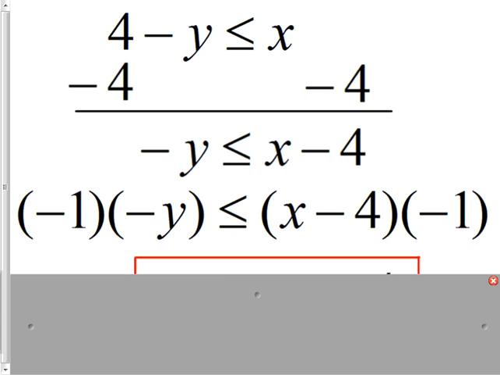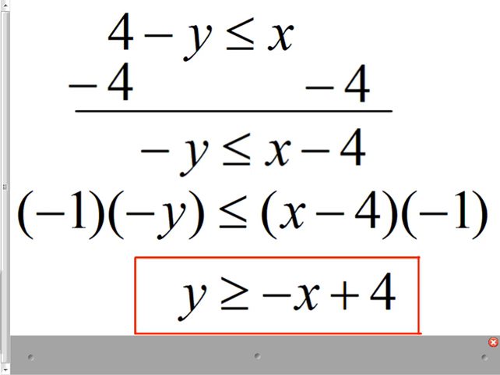We solved this thing, got it nicely solved for y is greater than or equal to negative x plus 4. Notice the sign had to switch right here. That's the most important thing to remember. If you ever multiply or divide by a negative, you have to switch the sign.